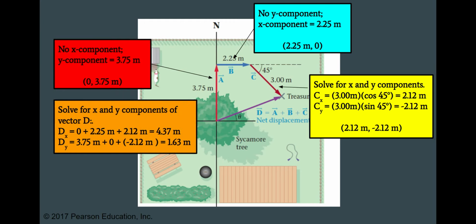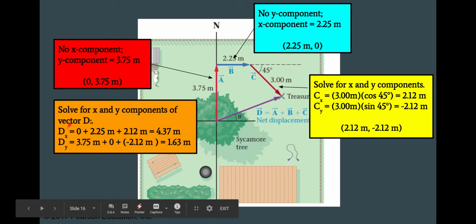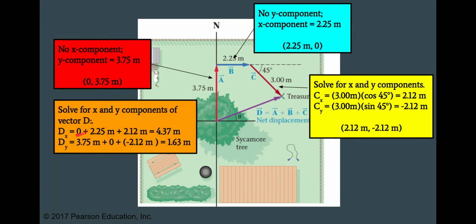And now we can solve for the x and y components of vector D. Let's add together all of our individual components of A, B, and C. 0 is the x component of vector A, 2.25 is the x component of vector B, and 2.12 is the x component of vector C. That gives us 4.37 meters for vector D. For the y component, we have 3.75 meters for vector A, 0 for vector B, and negative 2.12 for vector C. We add all those together and get 1.63. So that gives us the x and y components of vector D.